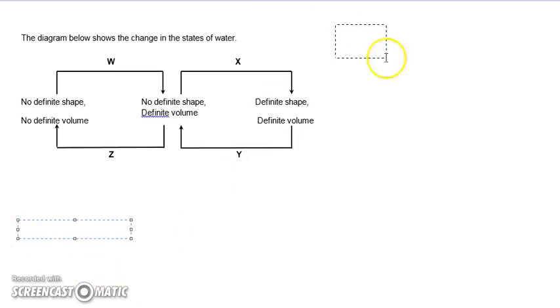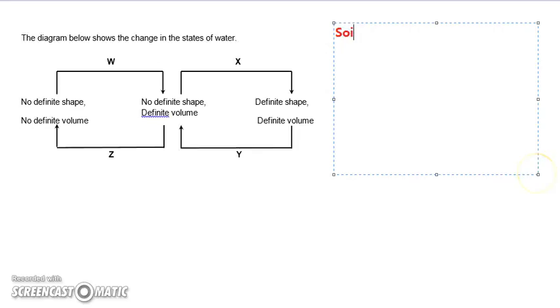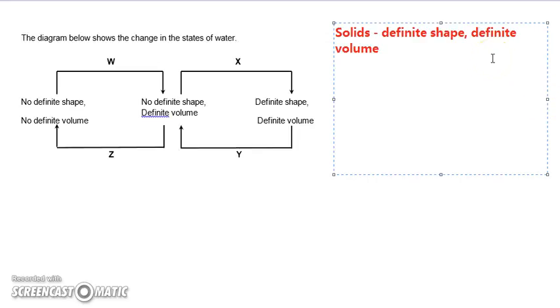Let me write it here. Solids have definite shape and definite volume. Examples would be metal at room temperature, ice, wood at room temperature, and so forth. So solids have definite shape and definite volume.